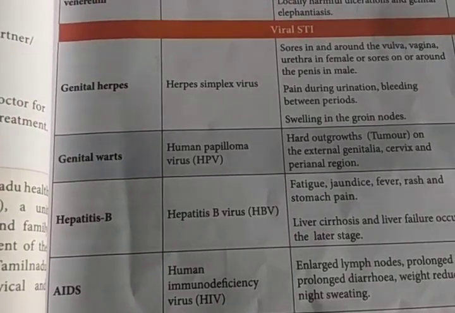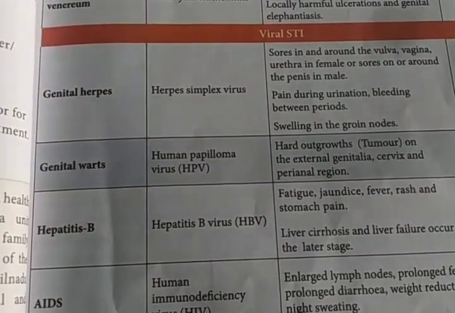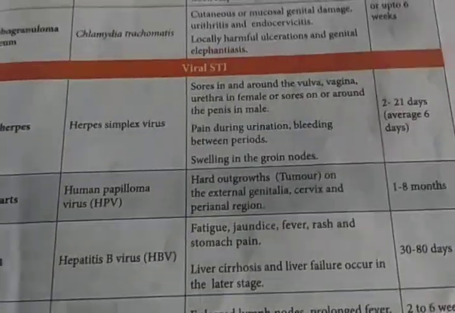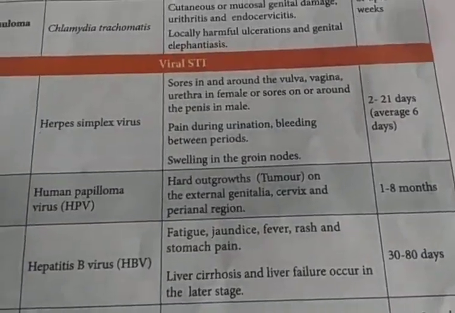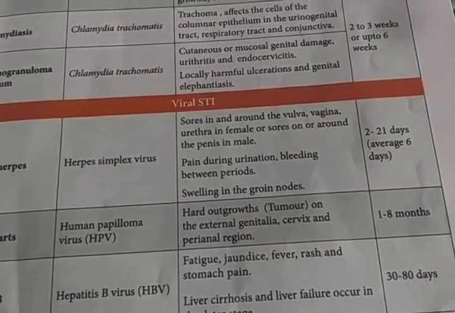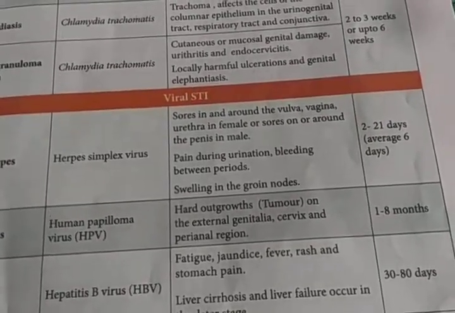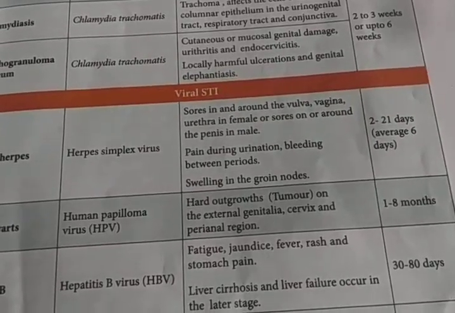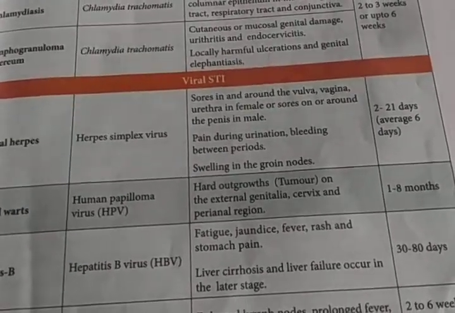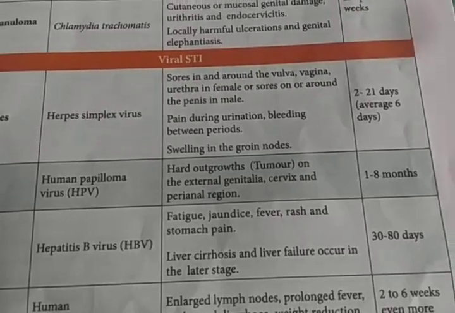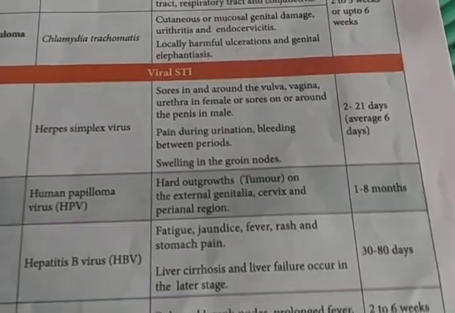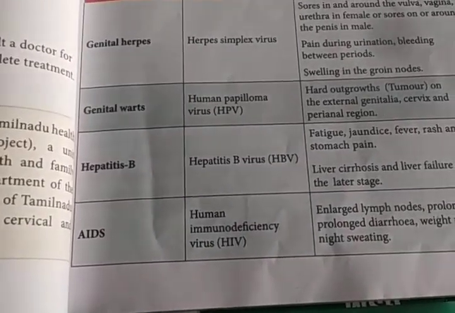Then genital warts, caused by the human papilloma virus. Hard outgrowths on the external genitalia, cervix and perianal region. The perianal region is the area around the anus, where a small outgrowth, a tumorous tissue growth, is present: external genitalia, cervix and perianal region. Incubation period is 1 to 8 months.